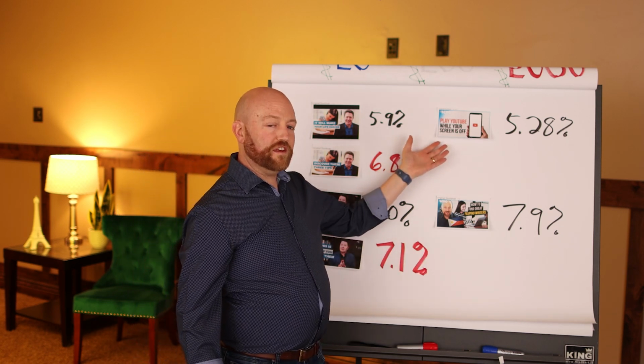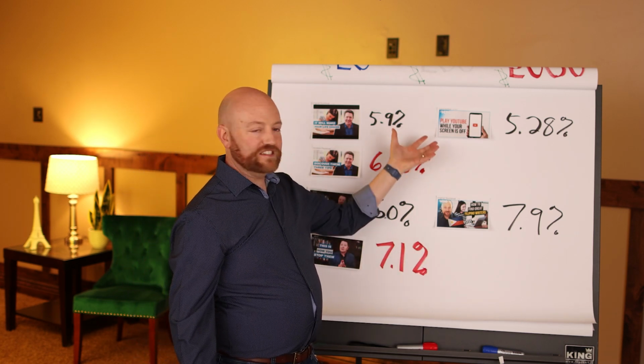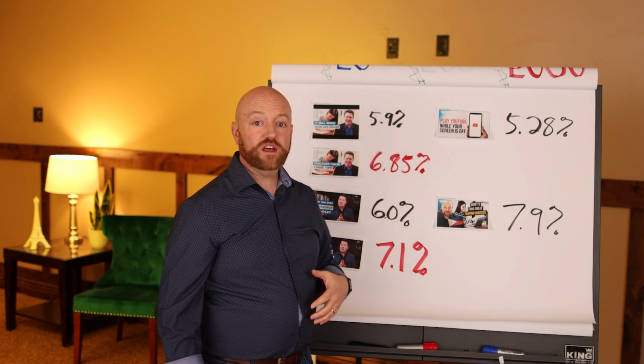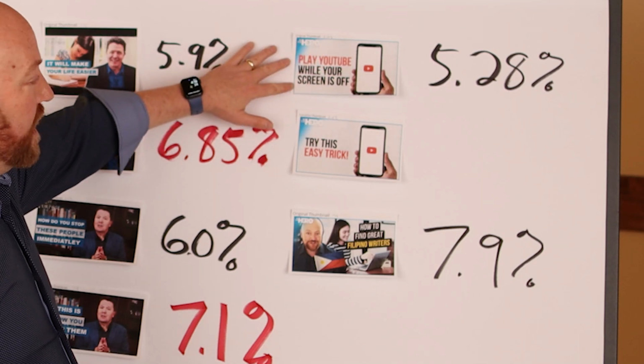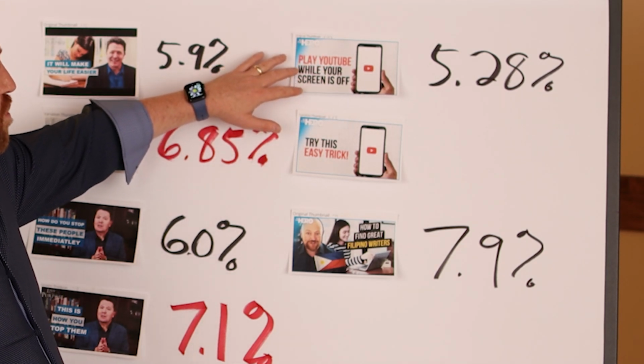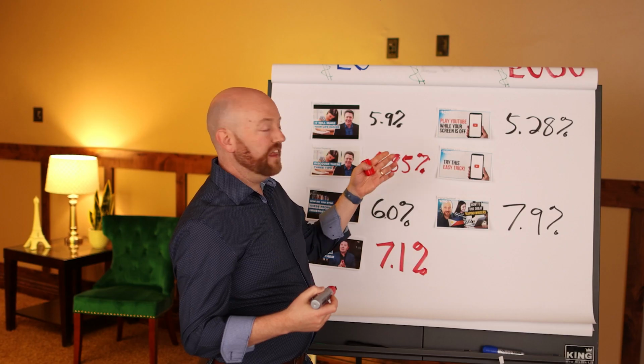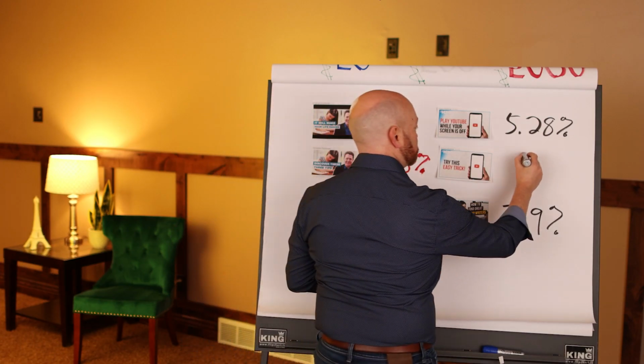We weren't sure how this thumbnail would perform. Normally we put a face on there, right? But we got a 5.28%, so we thought, all right, let's see if we can improve that. So instead of describing what the video is about, play YouTube while your screen is off, we just said, try this easy trick. And that improved the click-through rate to 6.2.